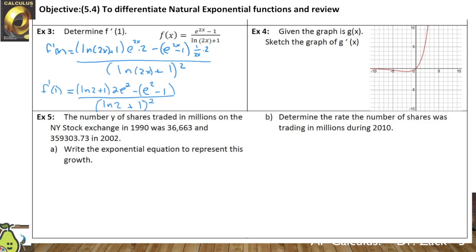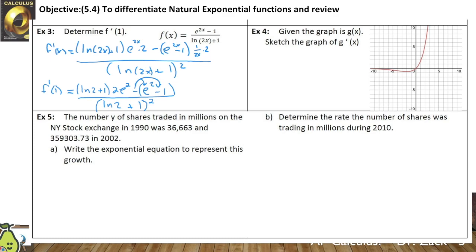Now, there's not a lot you can do to simplify this expression other than distributing that negative value. And if you wanted to distribute the 2e, you could, but I don't see why we need to. So we found a derivative at 1.